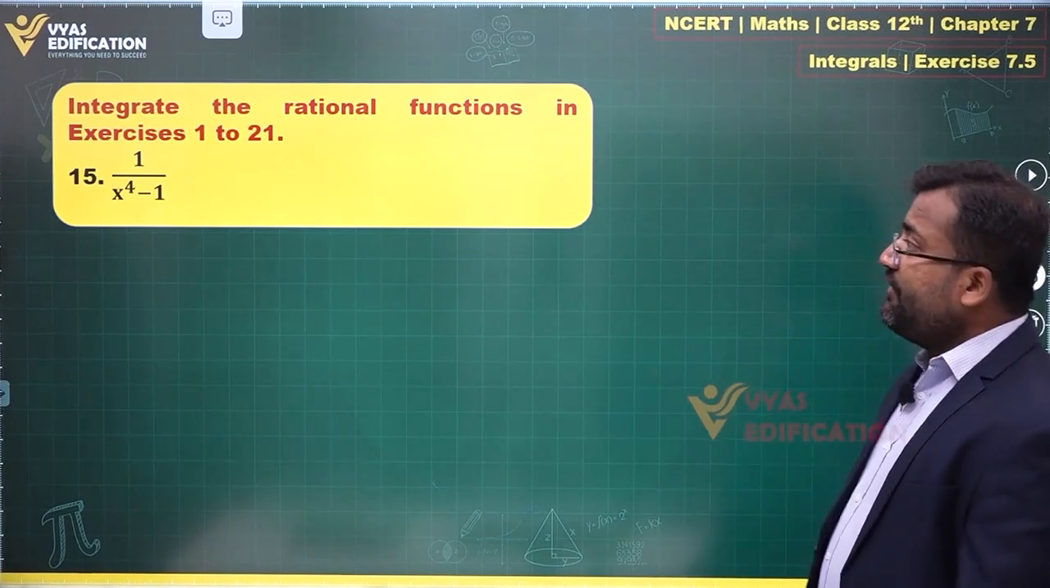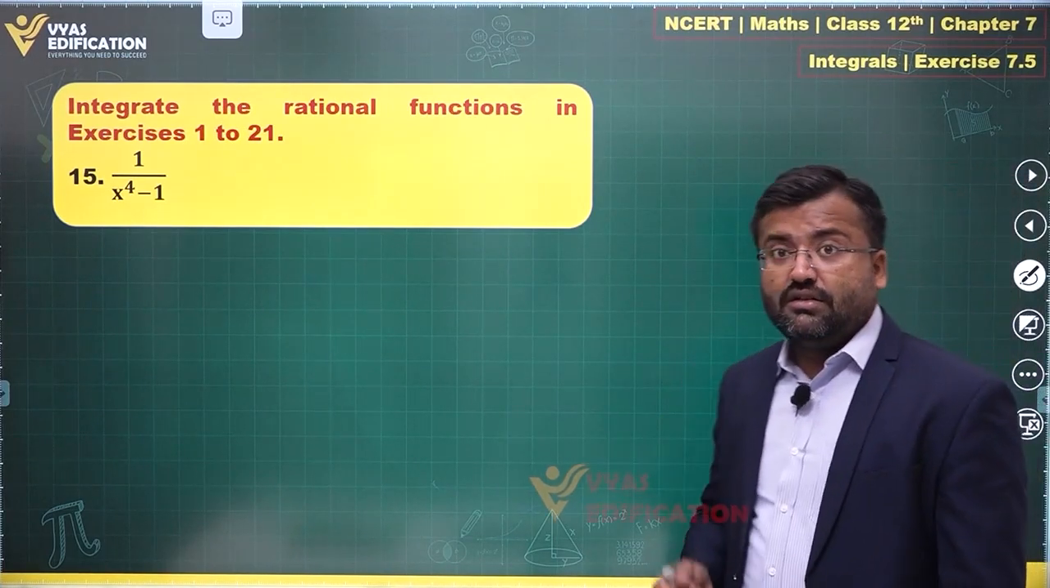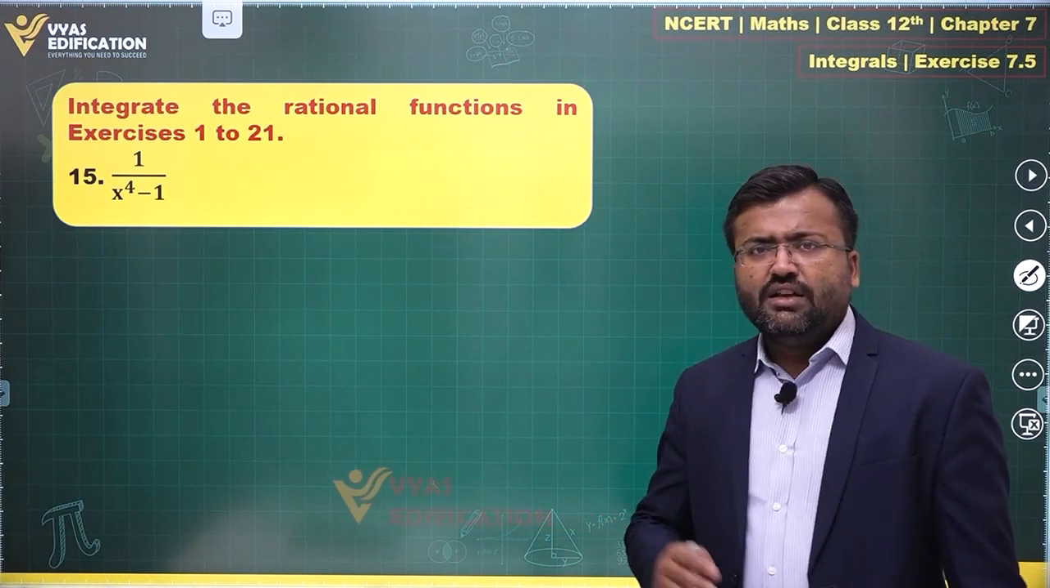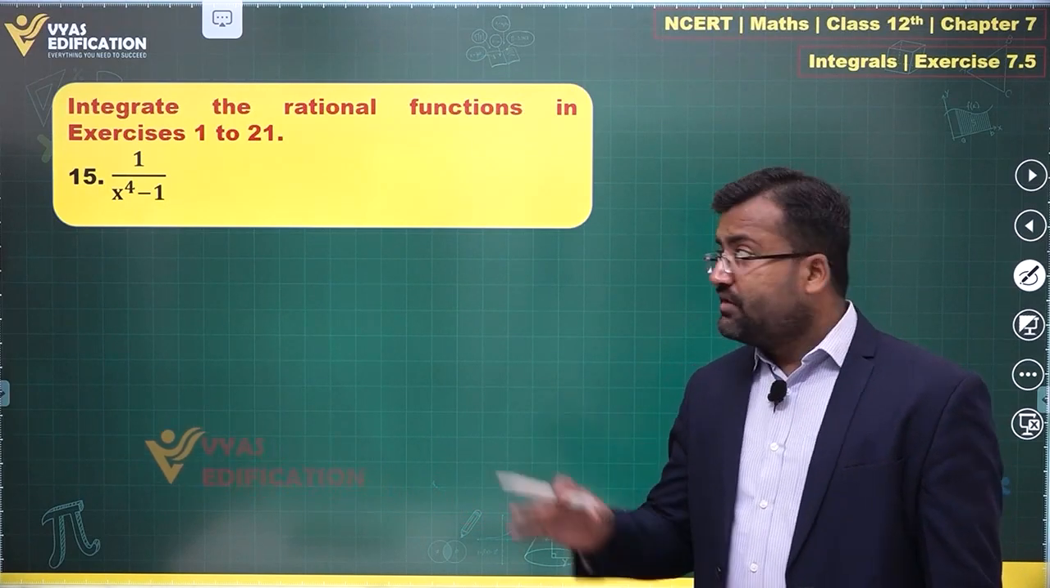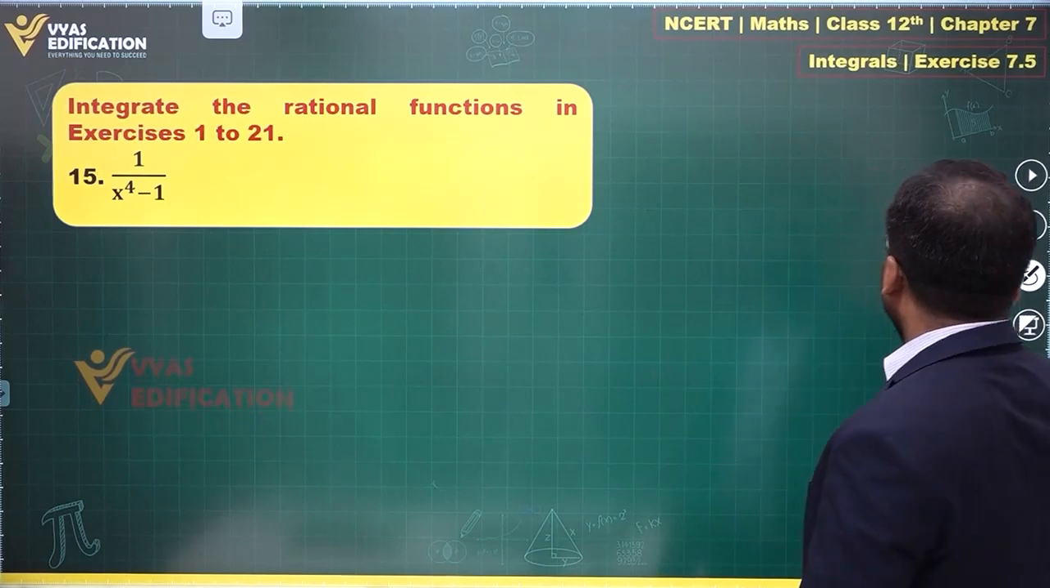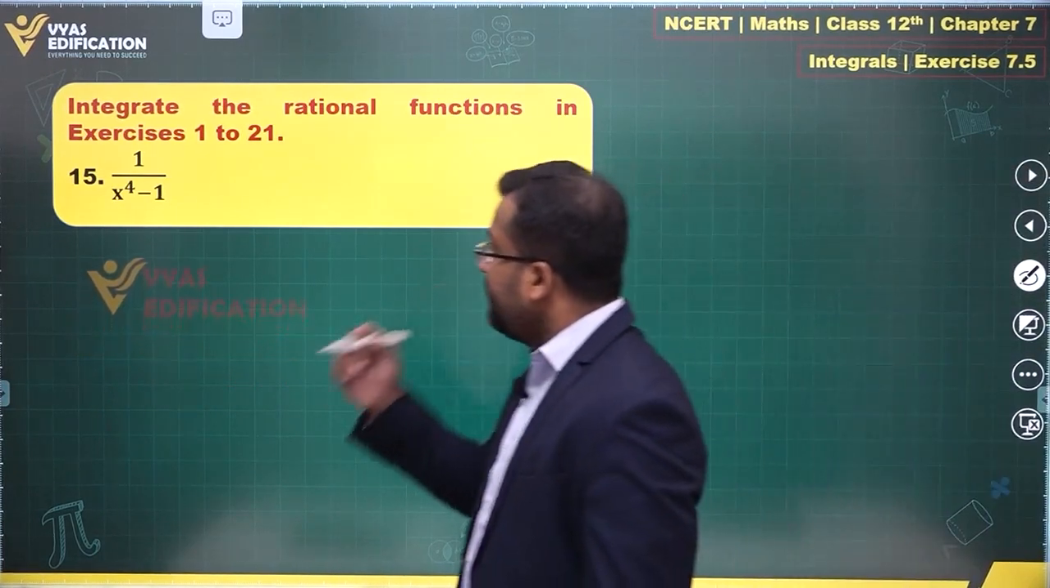In the 15th question, we have 1 upon x power 4 minus 1. Okay, this is again supposed to be solved with, since this is a rational function, we'll use partial fractions. So we'll have to factorize the denominator first of all. Let's do it. Let's factorize the denominator.